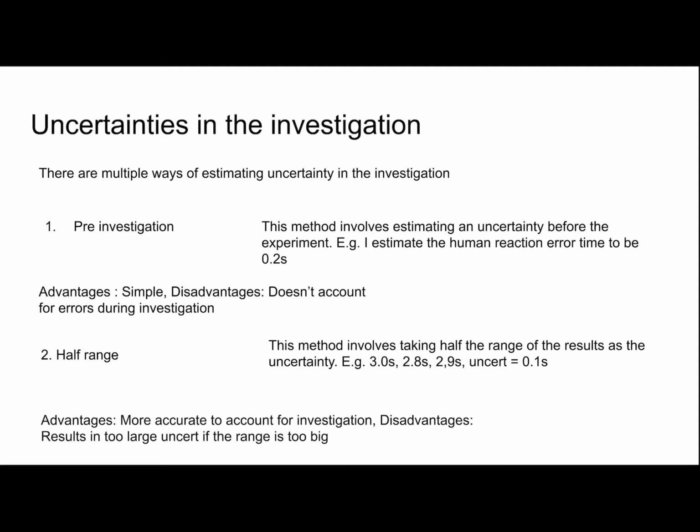The advantage of this is that it is more accurate because it can account for factors that are happening during the investigation, because these are your results. The disadvantage of the half range method is that it could potentially result in a very large uncertainty if the range is too big. For example, if you had two sets of data and there's a pretty significant range in the data, then that's going to result in a very big uncertainty, which may decrease the accuracy of results because you have a greater uncertainty.